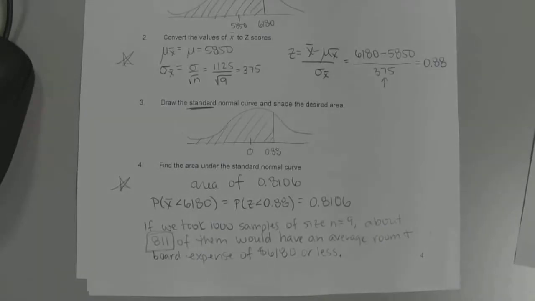Does anybody see where the 811 came from? Where did it come from, Spencer, since you're shaking your head? You just multiply by 1,000, right? Remember, this percent, this area represents proportion, right? So all you have to do is take the 0.8106 times however large a sample you're taking. So 0.8106 times 1,000 would move that decimal over to 810.6, which would round up to 811, okay?